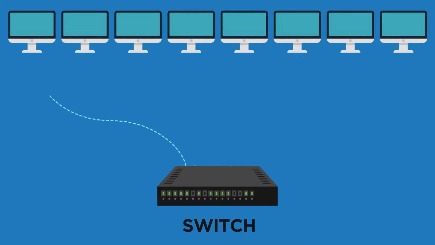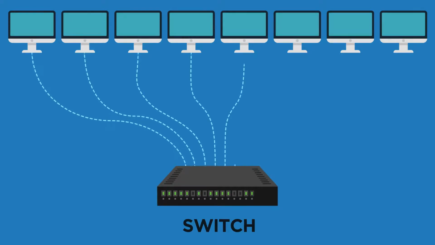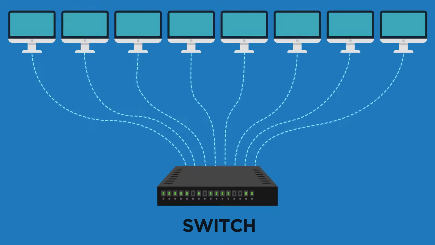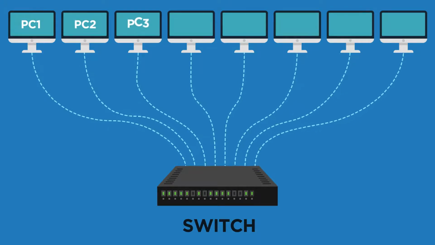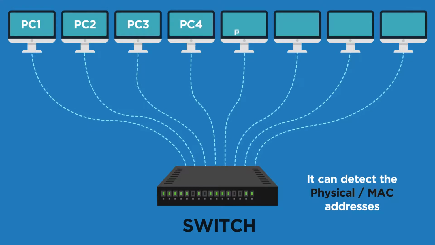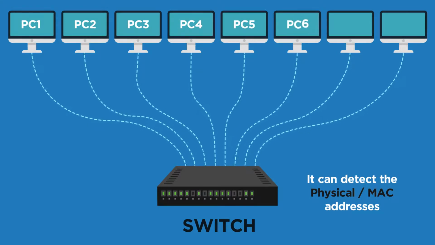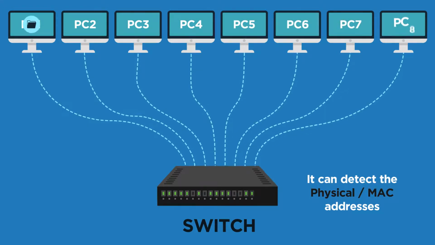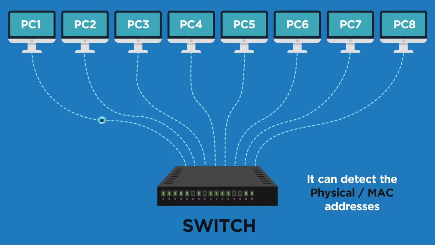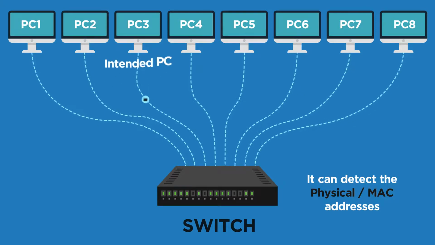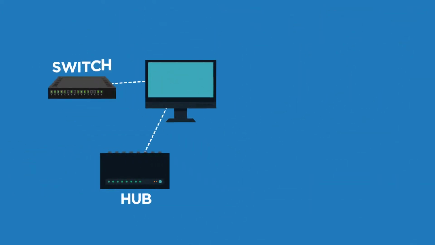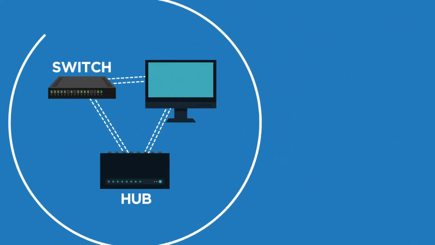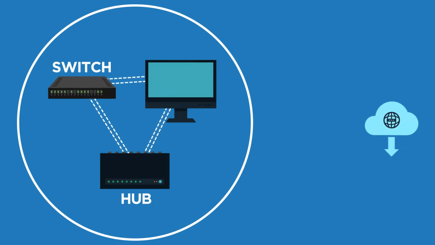A switch is very similar to a hub in connecting devices on an internal network. The only difference is the switch knows precisely where the data is to be sent. It can detect the physical or MAC addresses of the devices that are connected to the switch. So, unlike a hub, the data transmitted from a PC would go to the intended PC in the network with the help of a switch. Hubs and switches are used to exchange data within the same network, and cannot transfer data outside the network, that is, on the internet.